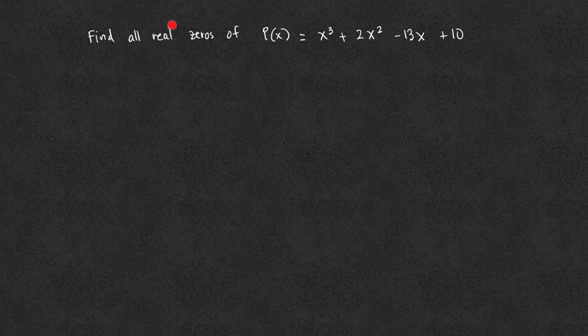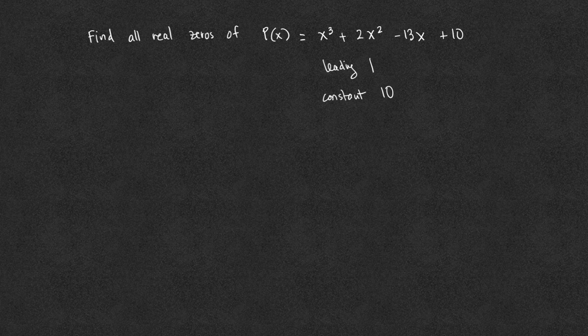Find all real zeros of p of x equals x cubed plus 2x squared minus 13x plus 10. And then after that, we're going to write the polynomial in factored form. This is a polynomial with the leading coefficient 1 and the constant coefficient 10.